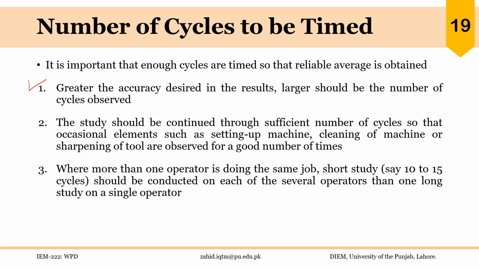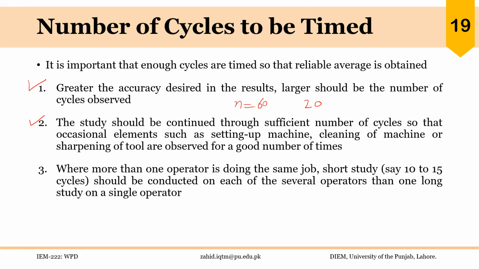The study should be continued through a sufficient number of cycles so that occasional elements such as setting up the machine, cleaning of the machine, or sharpening of the tool are observed a good number of times. So that is also important. And if more than one worker is performing the task, you could select a certain number of workers. It is also possible that if you have found a certain N, say N is 60, you could take 20 readings in the morning, 20 in the afternoon, and 20 toward the end of the shift. So that is a good approach as well.